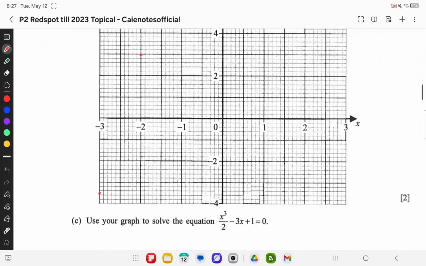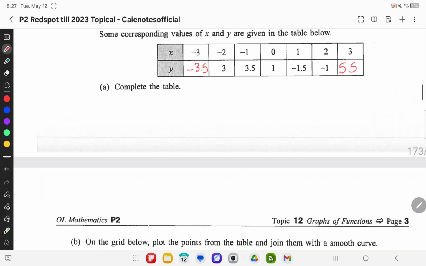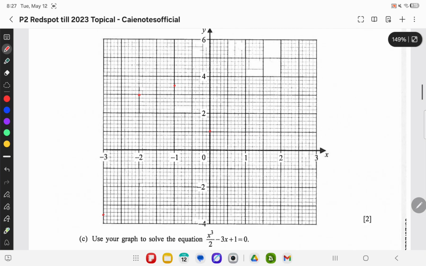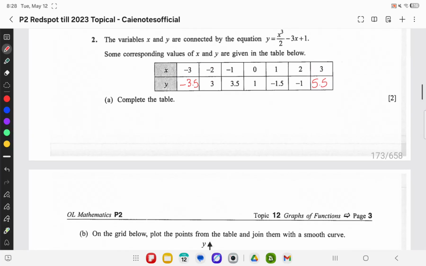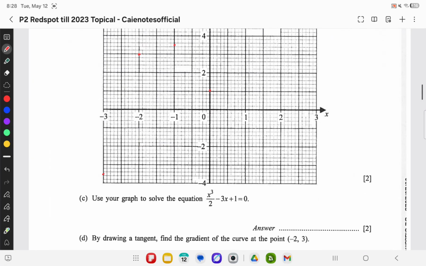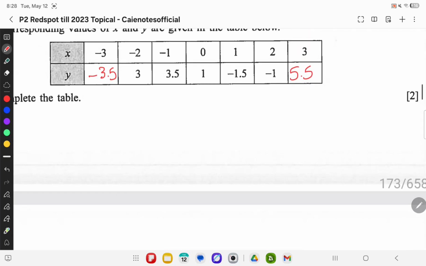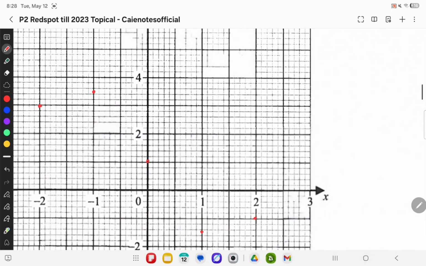Okay. At -1, we have 3.5. Nice. Done. Very easy. At 0, we have just 1. Boom. Okay, so it's kind of very steep. Next is at 1, it will be -1.5. At 2, it will be -1. And at 3, it will be 5.5.